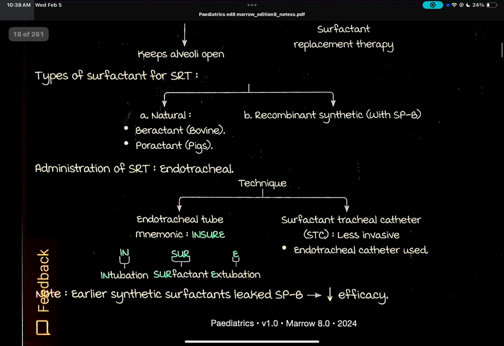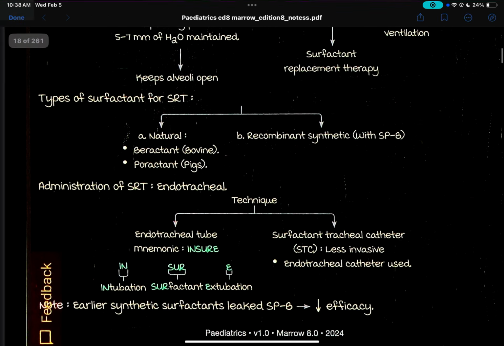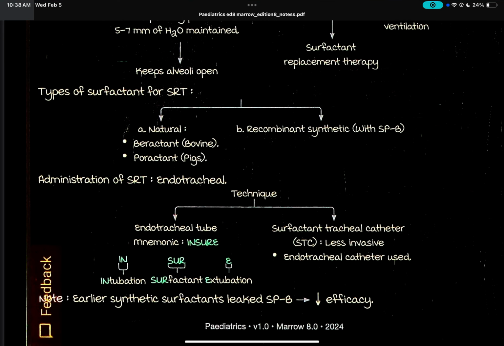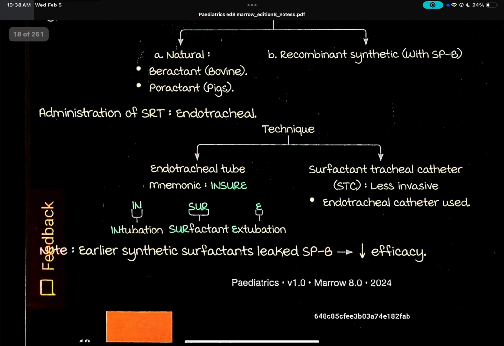Types of surfactant for surfactant replacement therapy: you have natural and you have recombinant. For natural, you have Beractant, bovine, and Poractant from pigs, and recombinant synthetic is given with SP-B. Administration of surfactant replacement therapy is by endotracheal technique, with an endotracheal tube, and they have a mnemonic for it, INSURE.